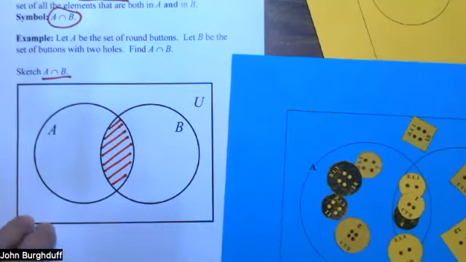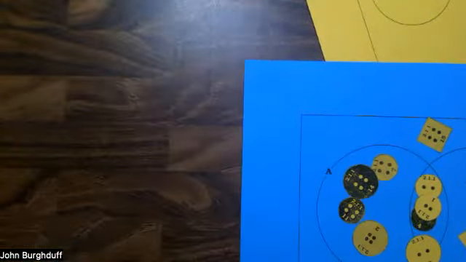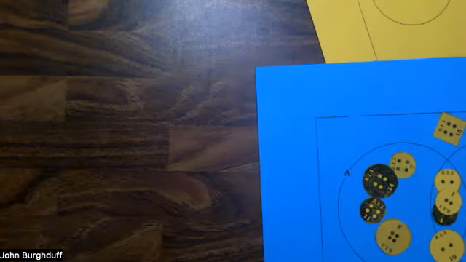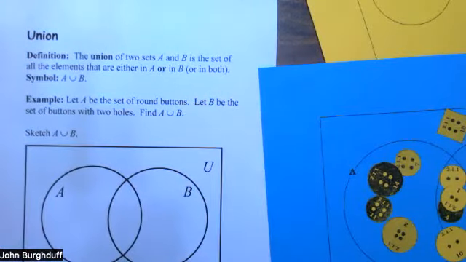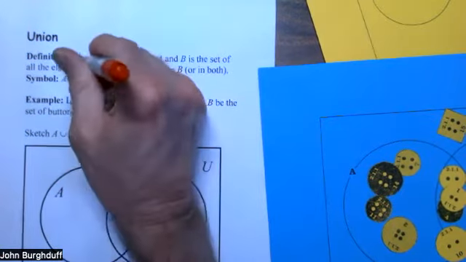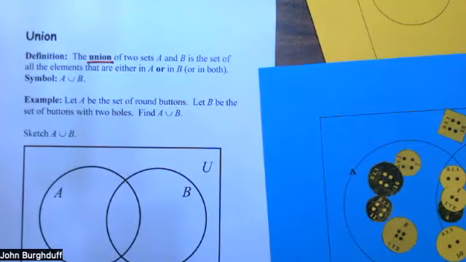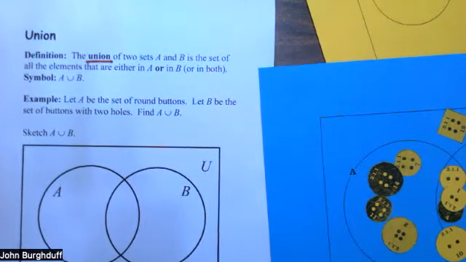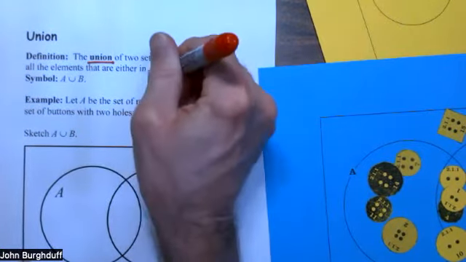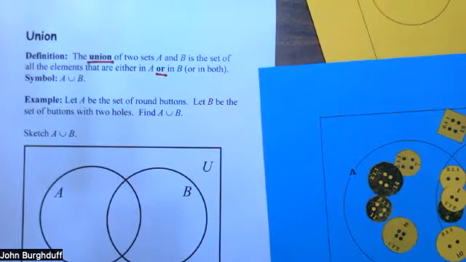Now, let's look at another concept. These out of the way, get a new one. Let's talk about the concept of union. The union of 2 sets, A and B, is the set of all elements that are either in A or in B, or both. Now, intersection was the set of elements that are both in A and in B. Union, the elements are in either A or in B. So the key words: union, or; intersection, and.